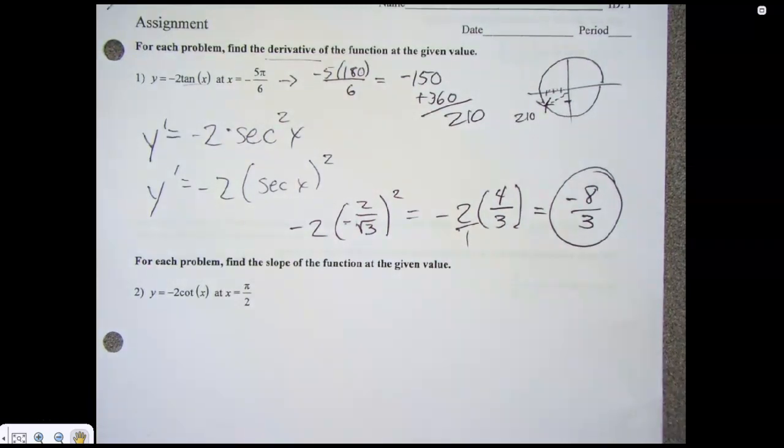Questions on that one? Like, that process makes sense, right? It's just not easy. Is that fair? Is that kind of where we're at? Let's do one of the tangent line ones, or normal line, whichever. Let's do number 3.